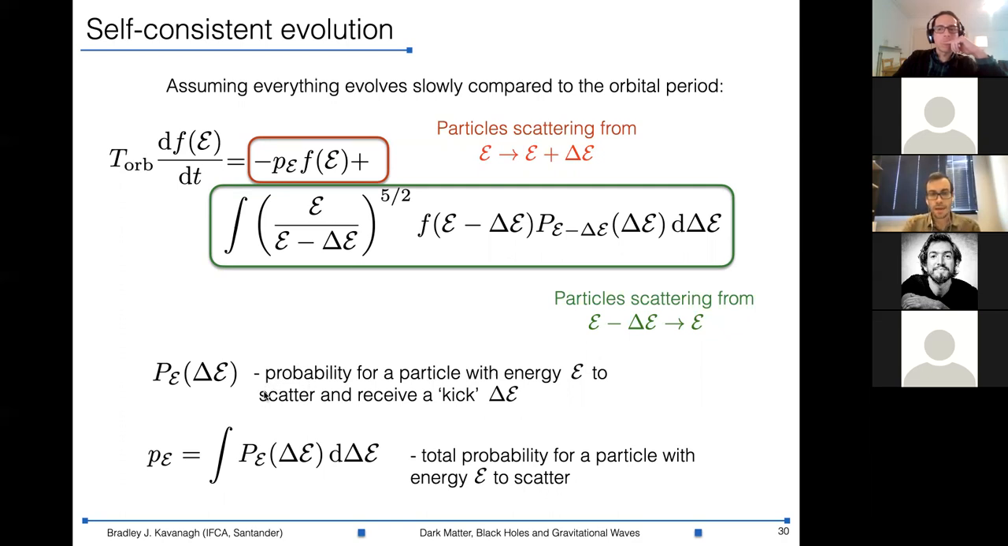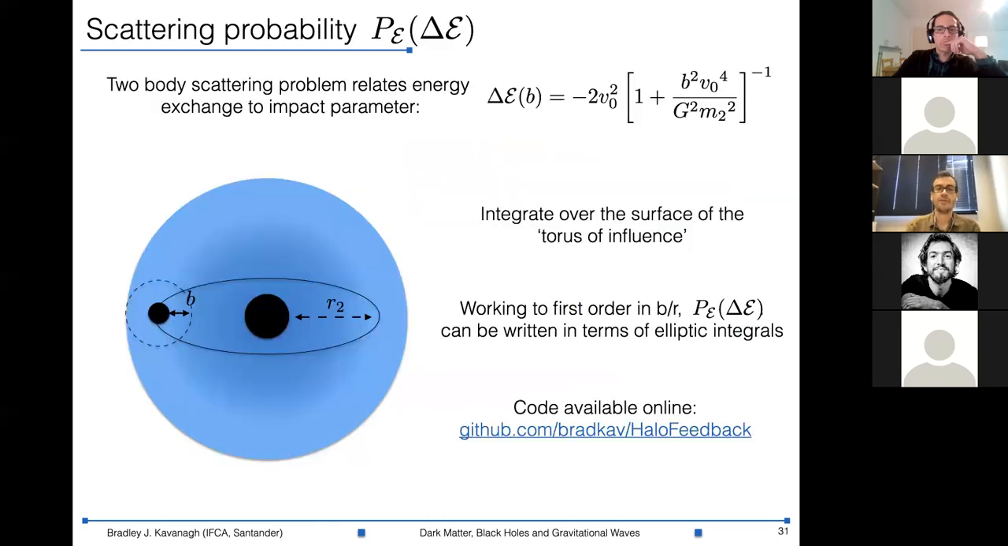Okay, and then the last part is just to calculate the probabilities for scattering. What's the likelihood of a particle scattering with this small compact object? And essentially you can do that by calculating what fraction of particles lie within this torus, which is defined by the radius of influence of the small black hole. Okay, if a particle lies inside that torus, then it's close enough to interact gravitationally with the small black hole, and this radius of influence is set and kind of calibrated using the n-body simulations that I talked about earlier.